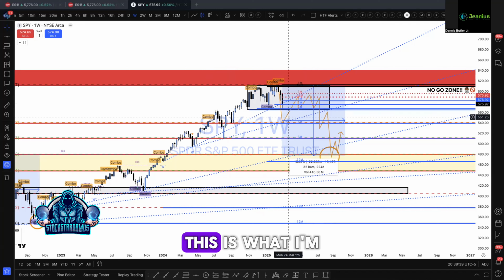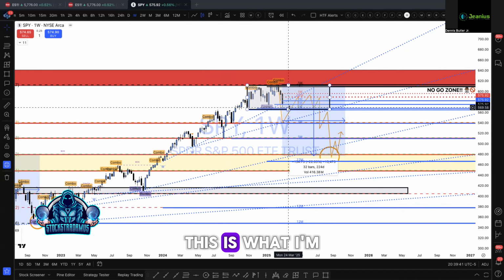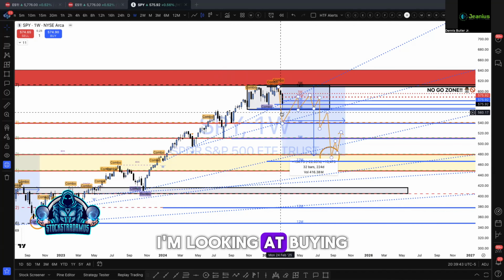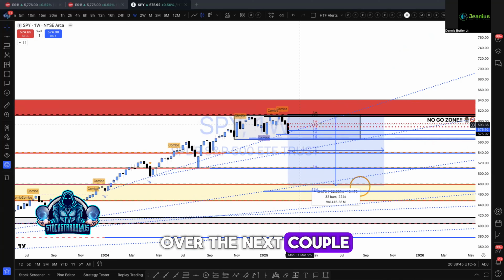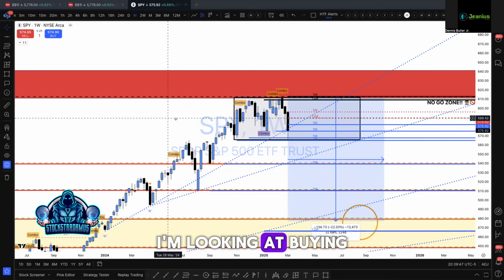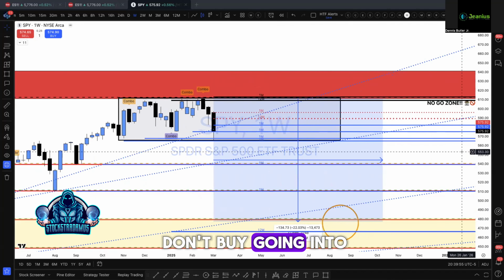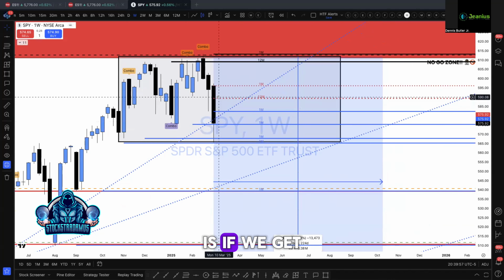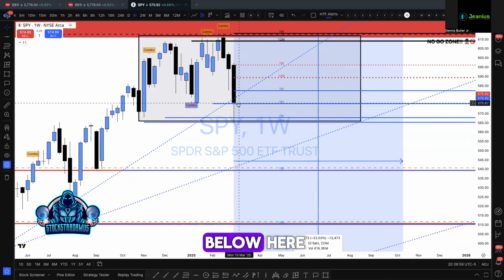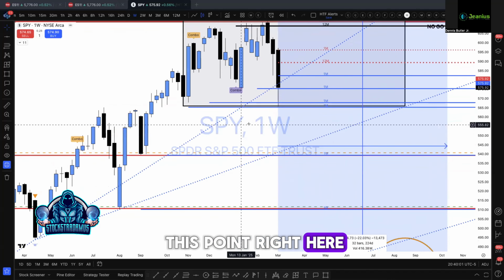So for me, this is what I'm seeing in the market right now. This is what I'm looking at. I'm looking at buying over the next week or two. I'm looking at buying going into next week. The only way I don't buy going into next week is if we get a strong selling candle below here and it closes below this point right here.